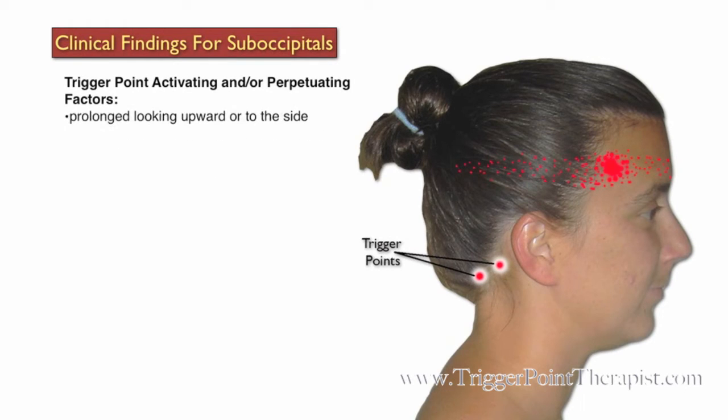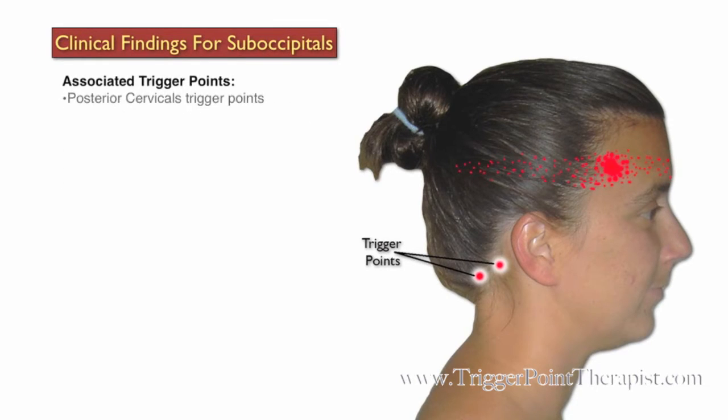Some factors that may activate or perpetuate trigger points in the suboccipital muscle group include prolonged looking upward or to the side, forward head posture, use of bifocal glasses, automobile accidents, and chilling of the muscle. Trigger points in the posterior cervical group are associated with trigger points in the suboccipital groups, and the referred pain from the trapezius trigger points can activate trigger points in the suboccipital muscle group.